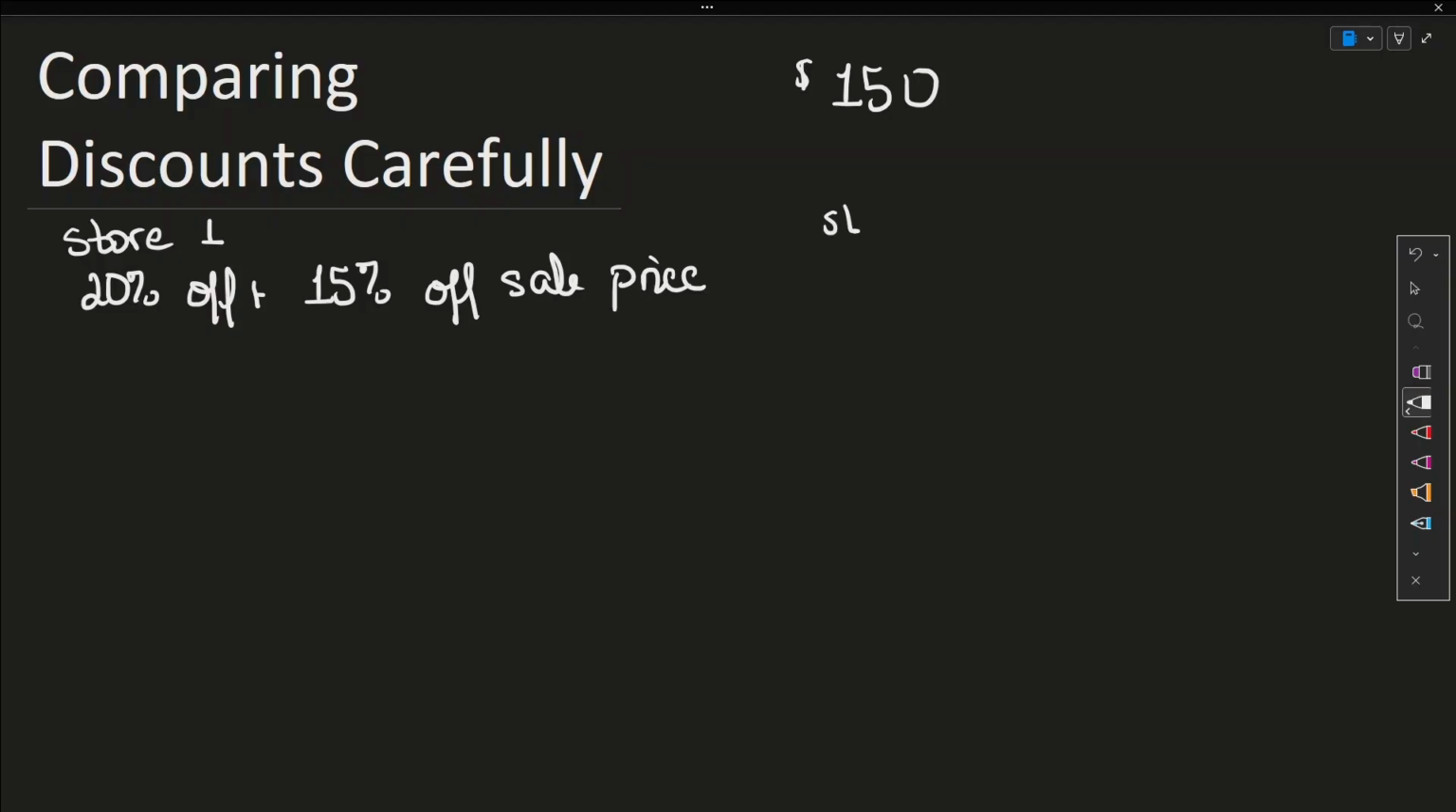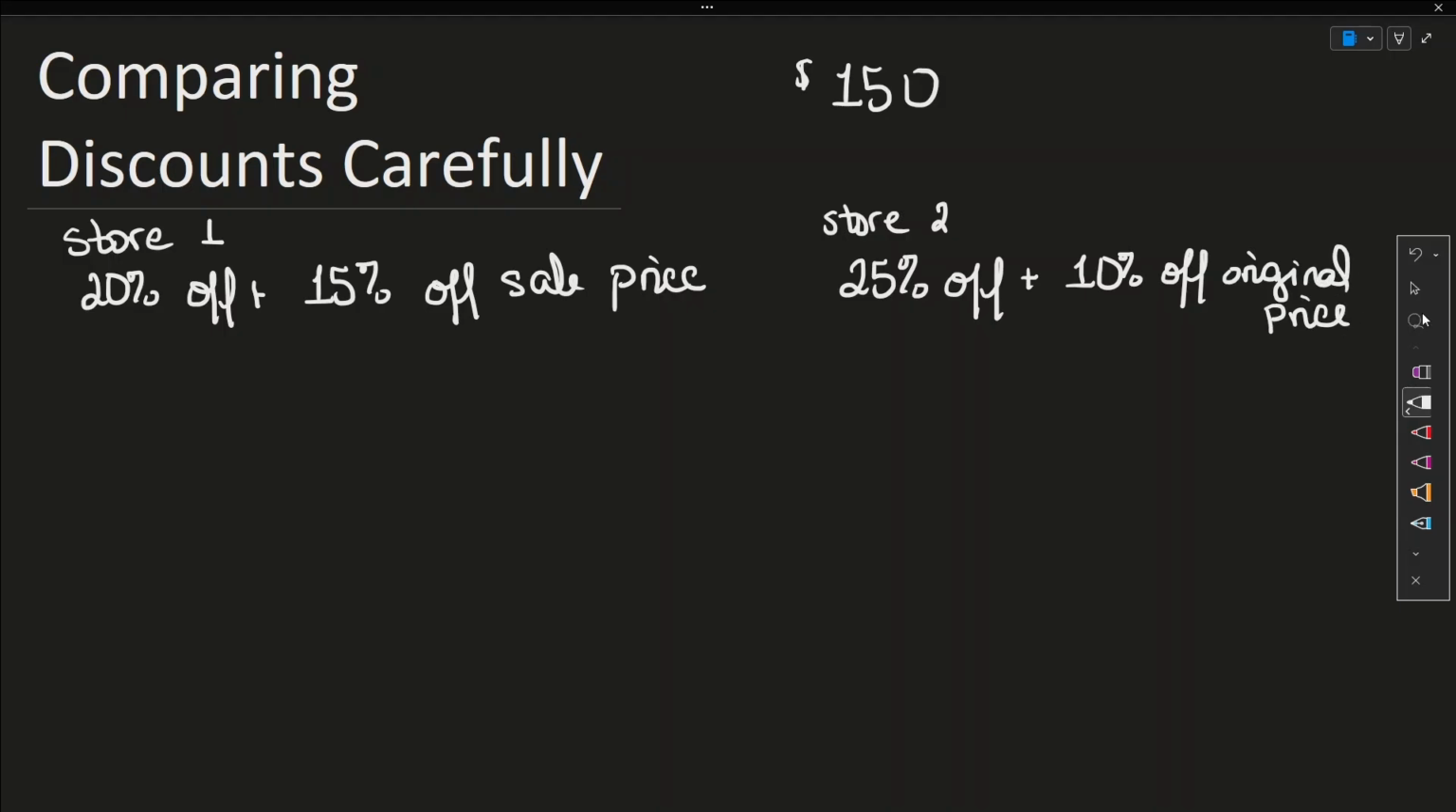Store 2, on the other hand, offers 25% off of everything, plus an extra 10% off of the original price for all shoes. We need to decide which store has the better deal. Let's start with store 1.